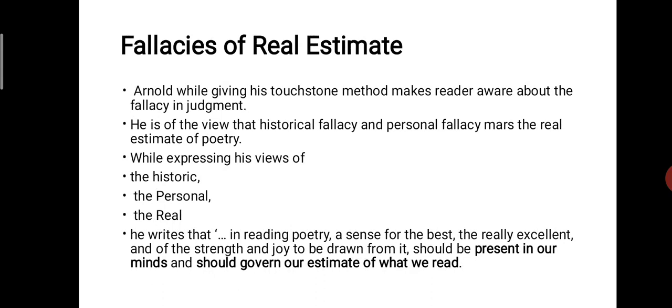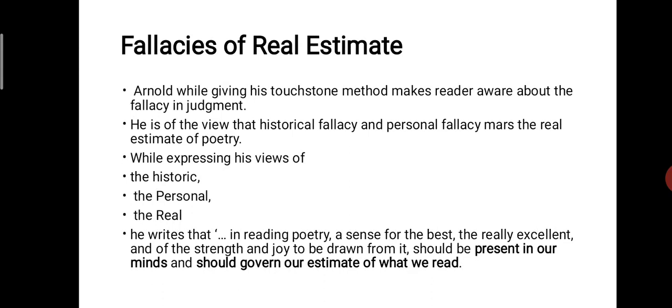Fallacies of the real estimate. What are the mistakes of real evaluation? Fallacies means mistakes and estimate means evaluation. Arnold, while giving his touchstone method, makes the reader aware of the fallacy in judgment. He is of the view that the historical fallacy and the personal fallacy, that is, the historical mistake or the personal mistake, mask the real estimate of poetry while expressing his views of the historic, the personal, the real.